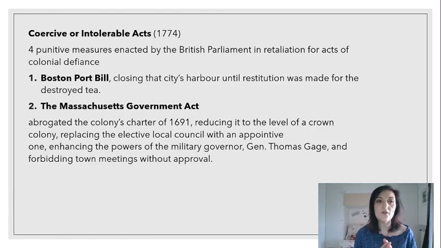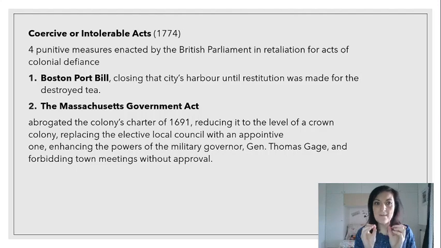So the first of these coercive or intolerable acts of 1774 was the Boston Port Bill, l'atto del Porto di Boston. What did the British do? With this bill, the British closed the port, the harbor of Boston, until a kind of restitution was made for the destroyed tea during the Boston Tea Party.